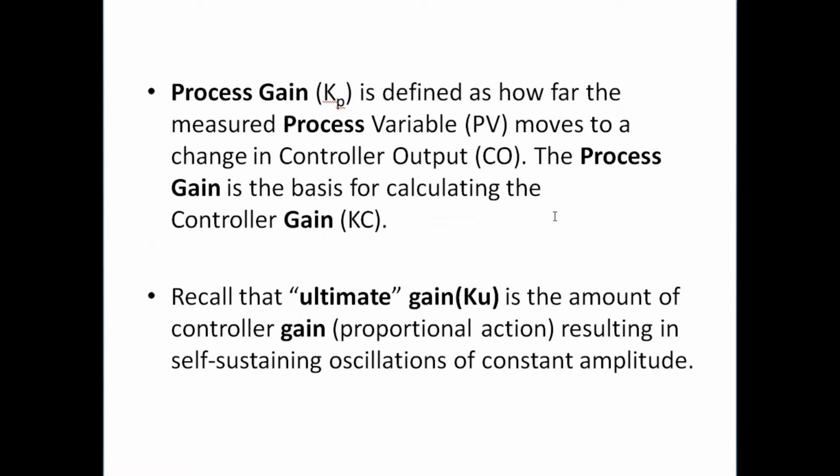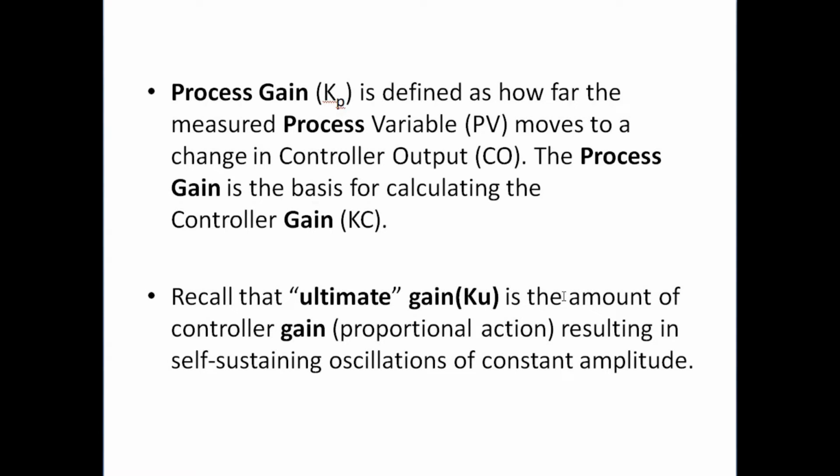Now what is process gain? Process gain is defined as how far the measured process variable moves for a change in controller output. The process gain is the basis of calculating the controller gain. Process gain and ultimate time period are a few parameters which will be required to determine, or model, the first order system, right?